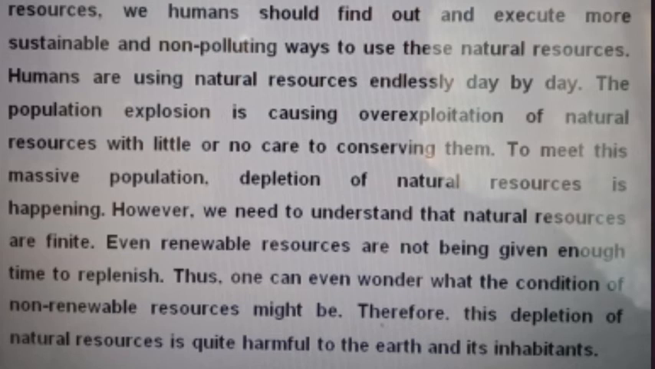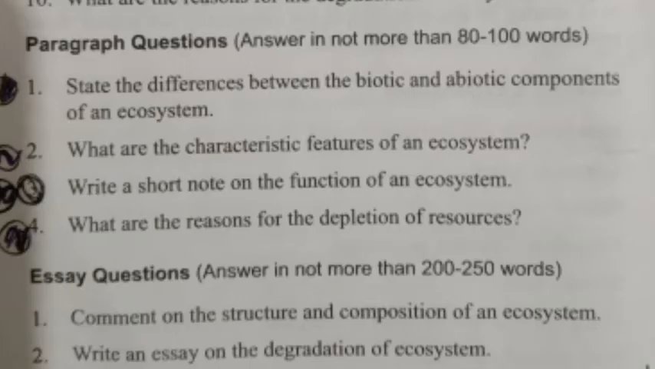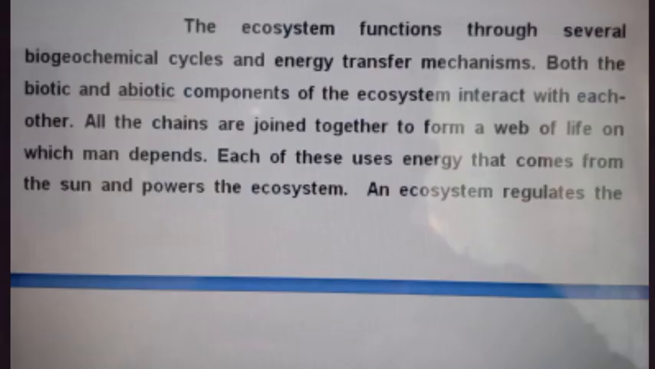Next, we will move on to the fourth paragraph of the essay. The fourth paragraph of the essay is the answer of paragraph question number 3 from the textbook. That question is, write a short note on the function of an ecosystem. The answer is, the ecosystem functions through several biochemical cycles and energy transfer mechanisms.